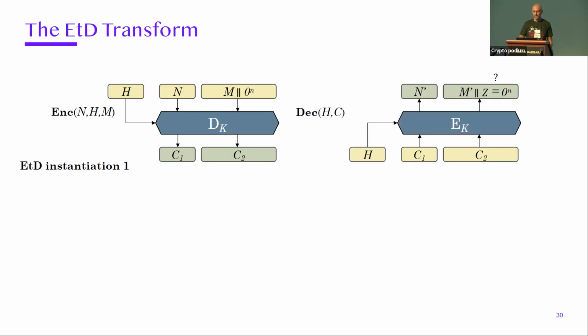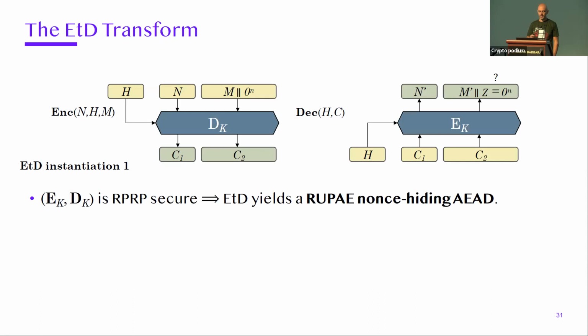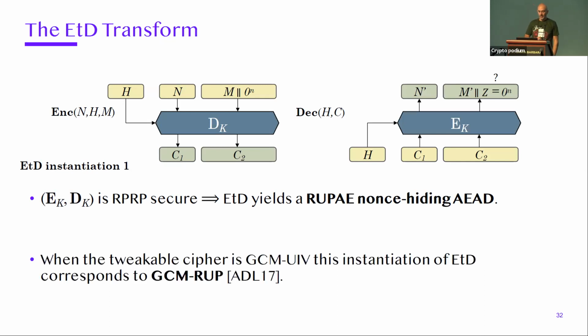So here, decryption proceeds in a similar way. We apply enciphering to decrypt, and we check that the redundant bits are equal to 0. And here the result is that, again, if the cipher is an RPRP, then this construction yields a nonce-hiding AAD scheme that is secure under the release of unverified plaintext, or RUPAE security. And when the tweakable cipher is instantiated with GCM UIV, this construction corresponds to the GCM wrap construction by ADL17.